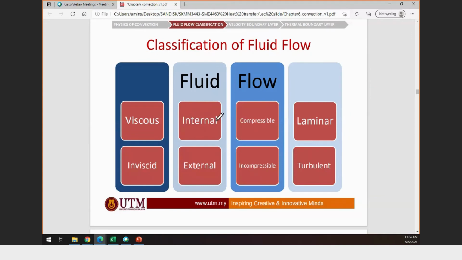Like I say, we need to understand the fluid flow characteristic or fluid flow classification. These are examples of the properties or parameters that you need to understand. First, you know the viscous, which is the opposite of inviscid, and you need to know whether the fluid flow is an internal flow or external flow, compressible or incompressible. What is meant by compressible and incompressible?